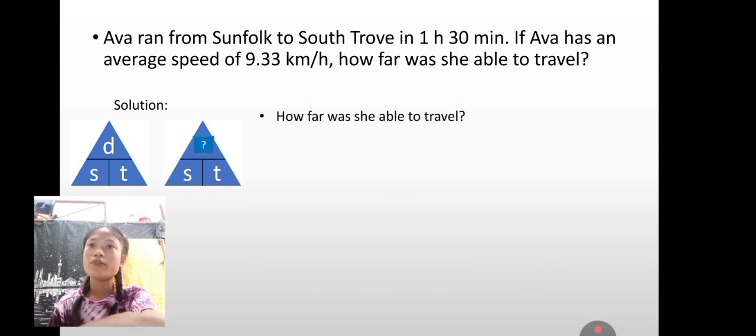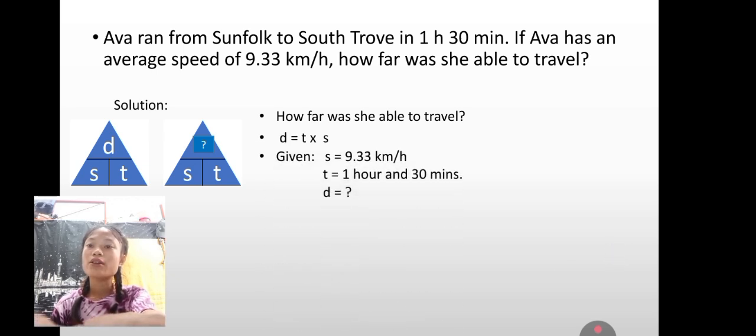First step, identify what's being asked. How far was she able to travel? Second step, write down the formula. D is equals to S times T. Ngano gani na D is equals to S times T? Because ang distance ang atong gipangita, question mark siya. S times T or T times S.